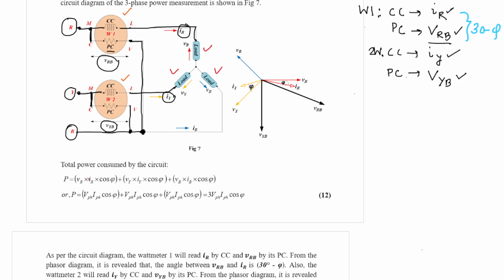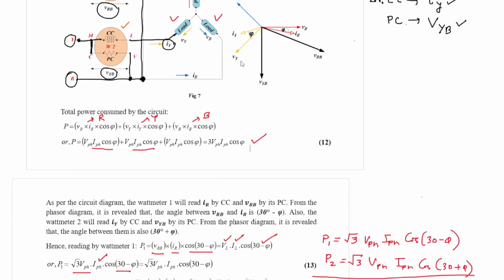So this is the power consumption in R phase, that is VR IR cos phi, which is V phase I phase cos phi. This is consumed in Y phase, VY IY cos phi, so again another V phase I phase cos phi comes. And finally, this is the power consumption in B phase. So altogether we have 3 VI cos phi consumed in our 3-phase circuit.